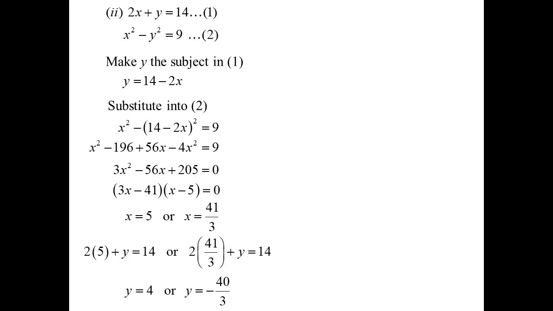It's important we match the x with the y when we write the answer. It's not good enough just to say, well, x is this or this, and y is this or this. We need to match them up. So my final answer then is, well, x is 5, y is 4, or the other possibility, x is 41 on 3, y is negative 40 on 3.